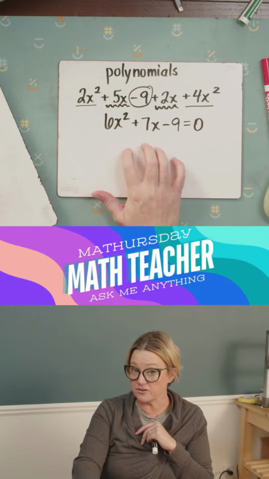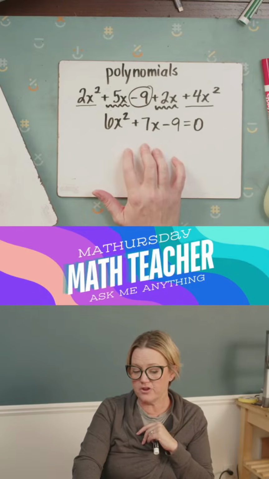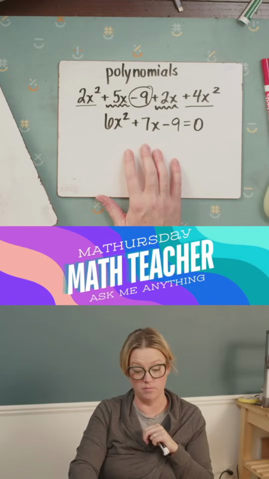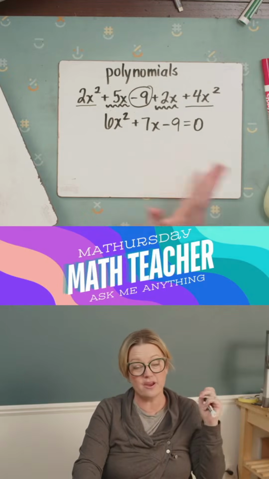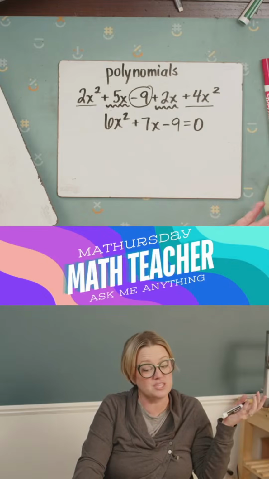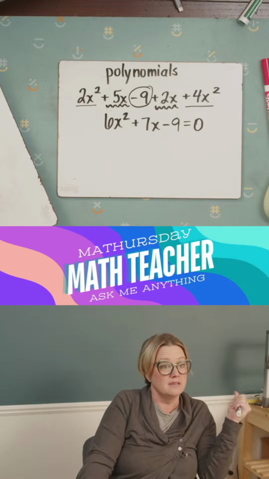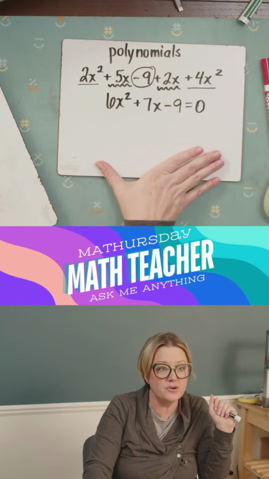I could try to factor this. I'm not going to try to complete the square because I don't want to do that. But I could also do the good old standby, which is the quadratic formula, okay? So we can do this.